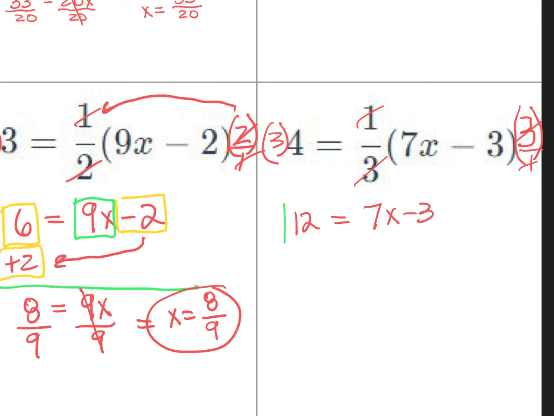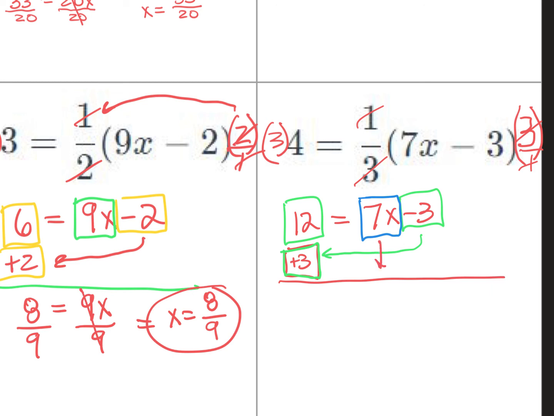Let's do our terms. We've got a constant term, a number term, and a variable term. To get the variable term by itself, this guy needs to switch teams. When he switches teams, he becomes a positive. 7x equals 15. Last step, just get rid of the 7. We want x by itself. Divide by 7, divide by 7. X equals 15 sevenths. All right, those are all the answers.